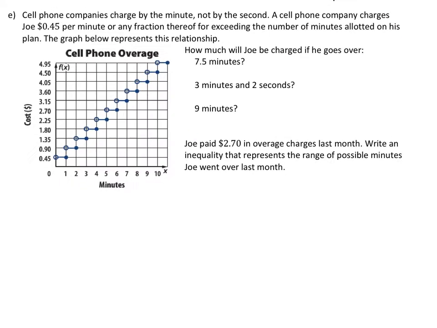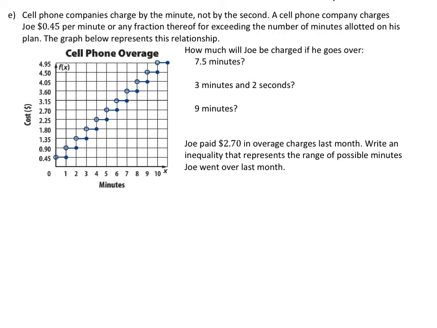Letter E, cell phone companies charge by the minute, not by the second. So if I talk for 3 minutes, it's one price. If I talk for 3 minutes and 59 seconds, it's a whole new price, because they're charging per minute, not per second. A cell phone company charges Joe 45 cents per minute, or any fraction thereof. So once he goes over 1 minute and 1 second, he owes 90 cents for exceeding the number of minutes allotted on his plan. The graph below represents this relationship.